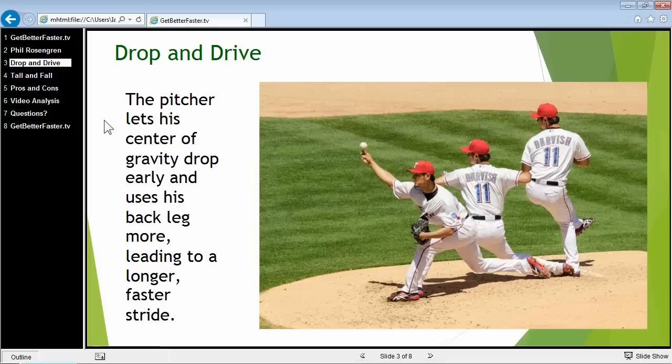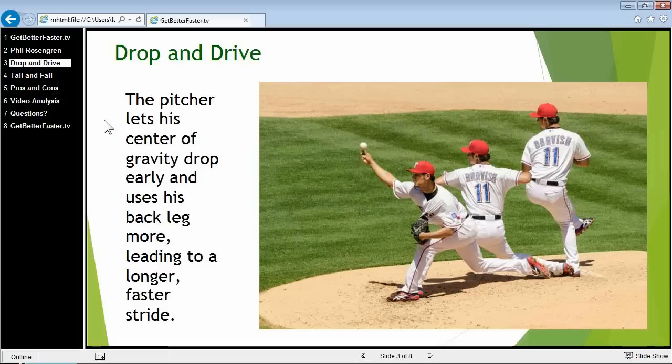Oftentimes when guys think about drop and drive, it was really a term that is often associated with Tom Seaver, going back to one of the classic pitchers of all time, and he's the guy people usually think of as the prototypical drop and drive guy. He was real successful doing it, so a lot of guys try to copy that. It's a challenging delivery to copy because it's very dynamic and explosive.